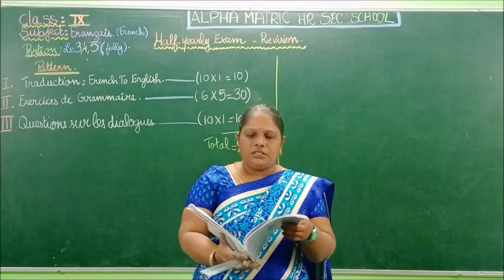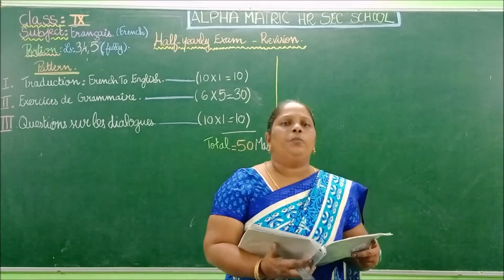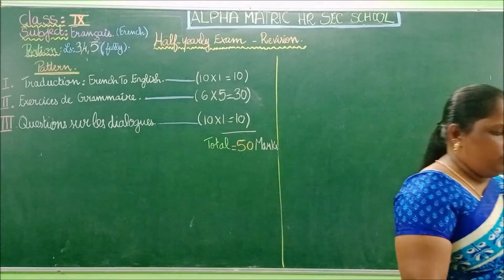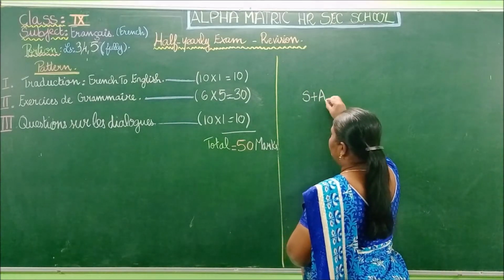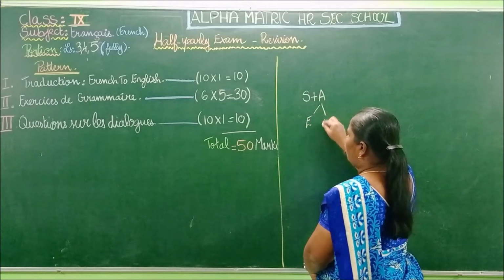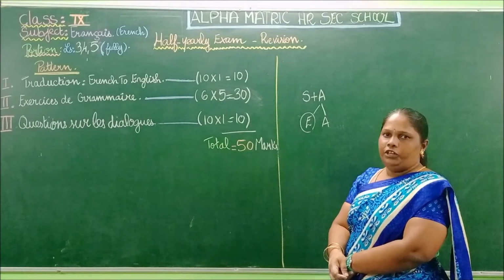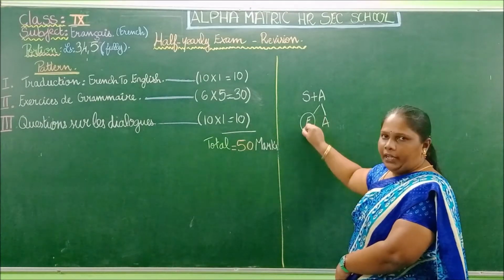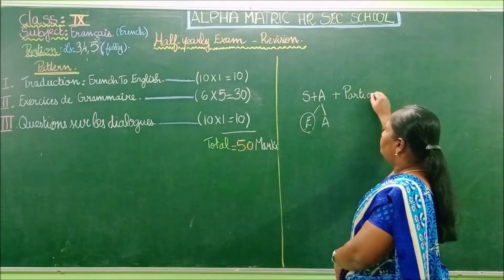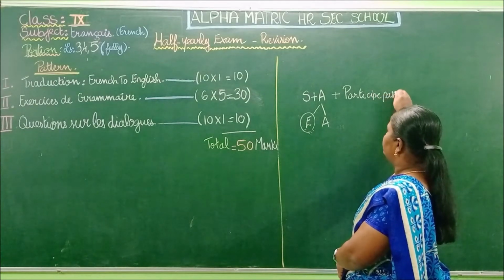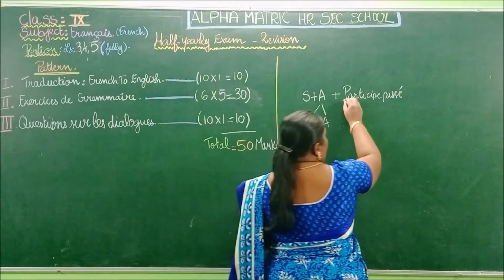So what are the grammar exercises in lesson number 3? So you have le passé composé. So what is le passé composé? What is the formation? Subject plus auxiliary. What are the two auxiliaries? Être or avoir. For être, you have the Dr and Mrs Vandertramp verbs, which will be conjugated with auxiliary être, and plus past participle, participe passé. So you have the past participle of the given verb.